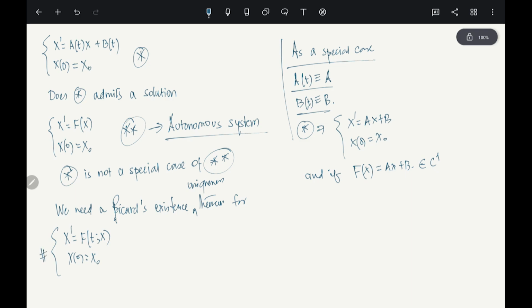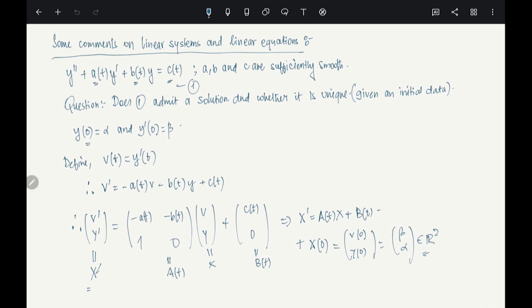If we know that there is existence of solution, and the solution is unique for the system hash, then you can define f of t, x to be A(t) times x plus b(t). And of course then you can use Picard's existence uniqueness theorem to say that star has a unique solution in a neighborhood of 0.